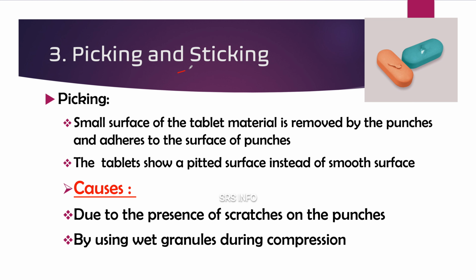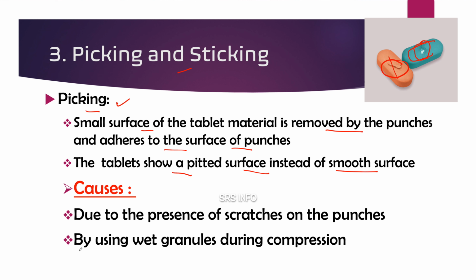What is picking and sticking? Picking means the small surface of the tablet material is removed by the punches and adheres to the surface of the punches. See here, what happens? The tablets show a pitted surface instead of a smooth surface. Basically this has to be smooth, but here you can see that some portion has been picked. That is why this is called picking.